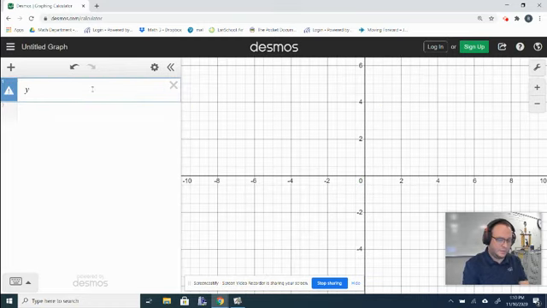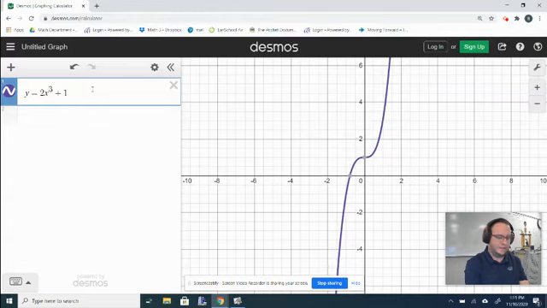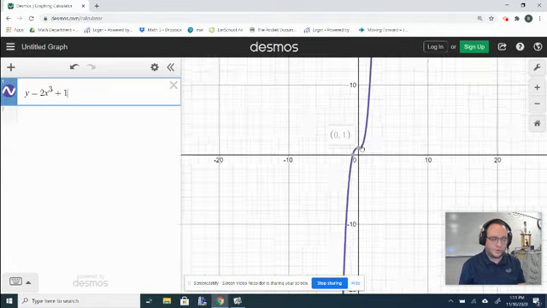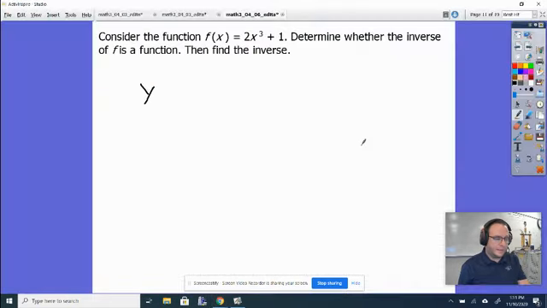So y is equal to 2x cubed plus 1. And again, looking at this, it does look like I'm okay vertically and horizontally. If I zoom out a little bit, yep, still fine. Okay, so going back, yes, it is a function. Yes, the inverse is going to be a function because I passed that horizontal line test.